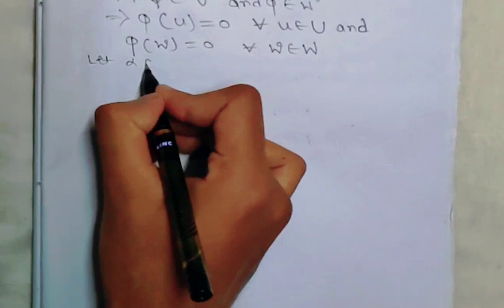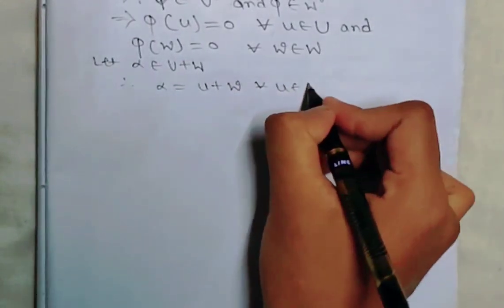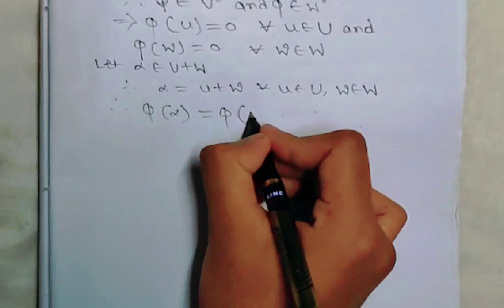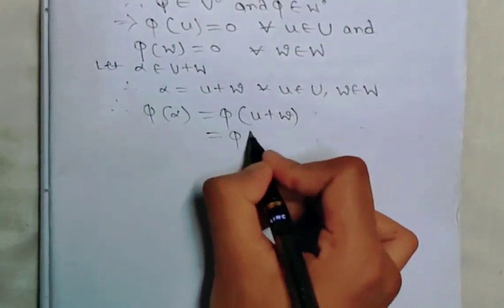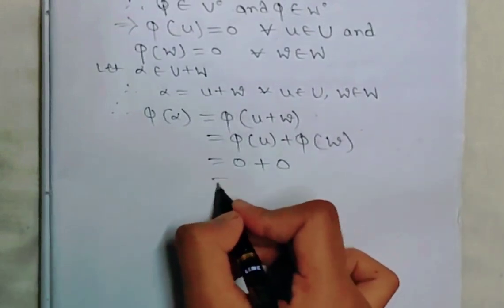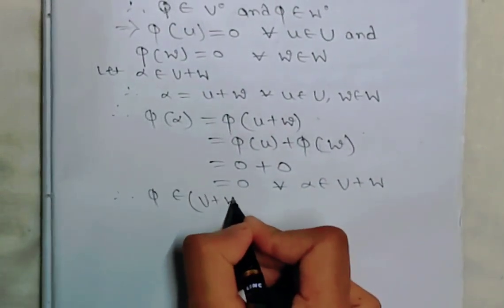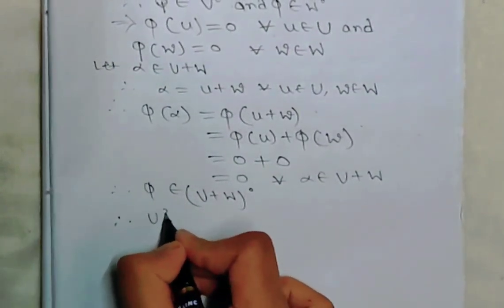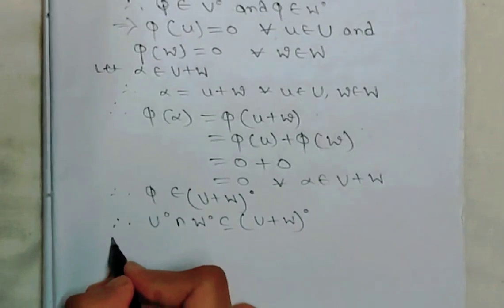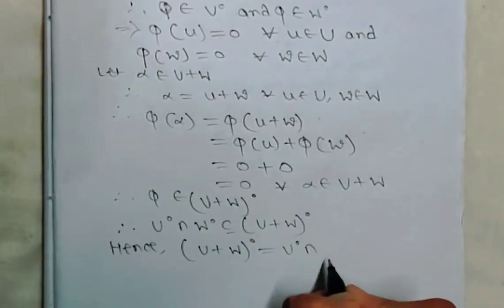Now let alpha belong to U plus W. Therefore alpha equals u plus w for u belonging to U and w belonging to W. Therefore phi of alpha equals phi of (u plus w) equals phi of u plus phi of w equals 0 plus 0 equals 0 for all alpha belonging to U plus W. Therefore phi belongs to (U plus W) naught. Therefore U naught intersection W naught is contained in (U plus W) naught. Hence (U plus W) naught equals U naught intersection W naught.